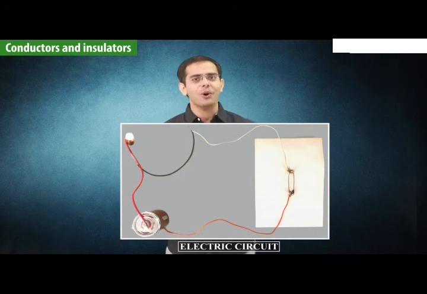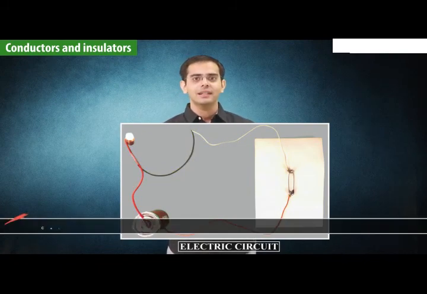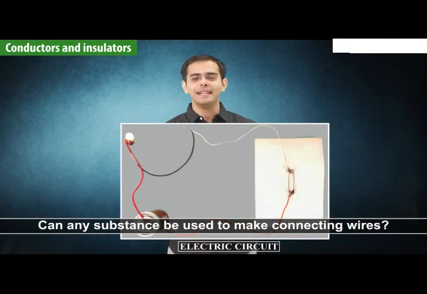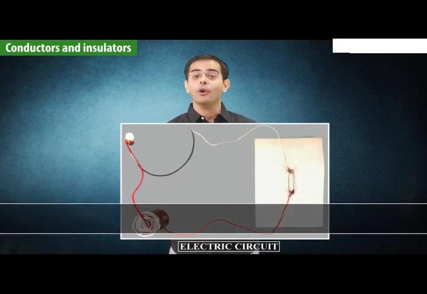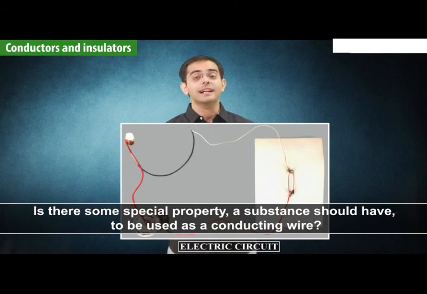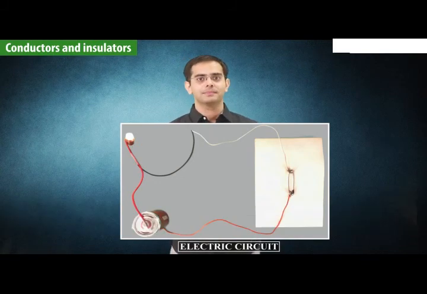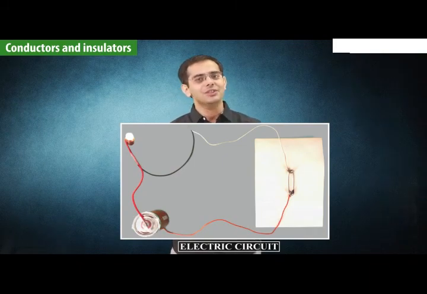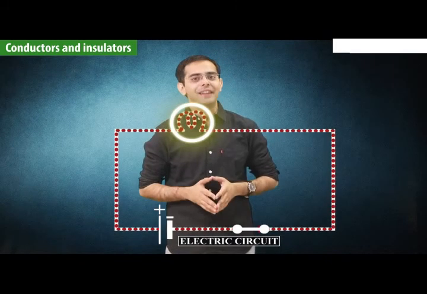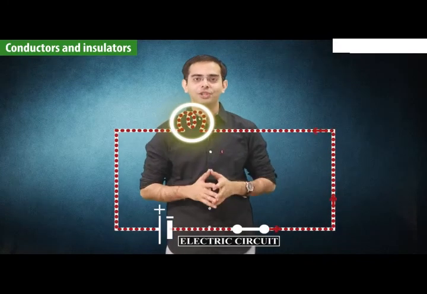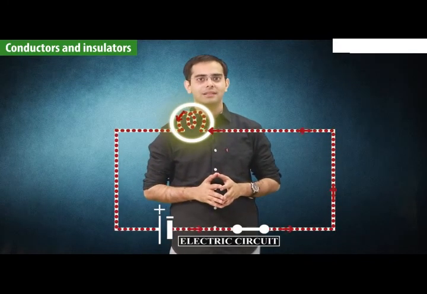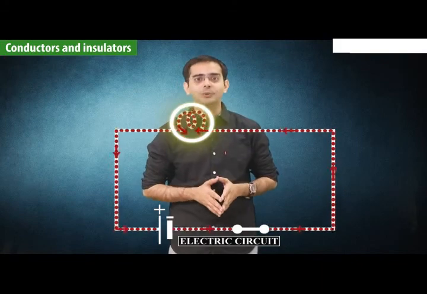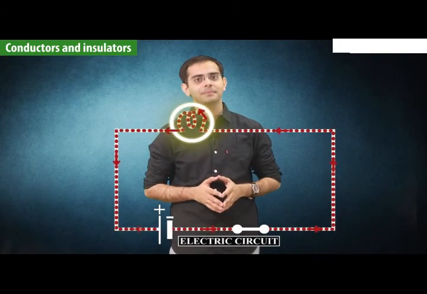Now the question which I want you all to answer is, can any substance be used for making connecting wires? Or is there some special property that a substance should have to be used as a conducting wire? And before that, let's come to another question. Why do we actually use a wire in an electric circuit? Yes, naturally to provide the path for the movement of electrons. But does all the material allow the easy flow of electrons?